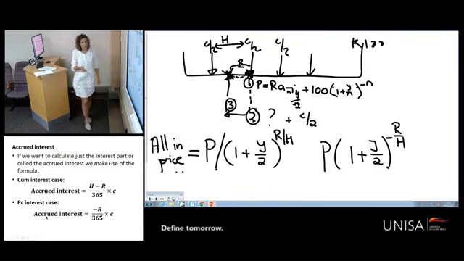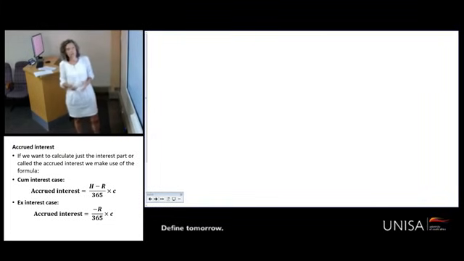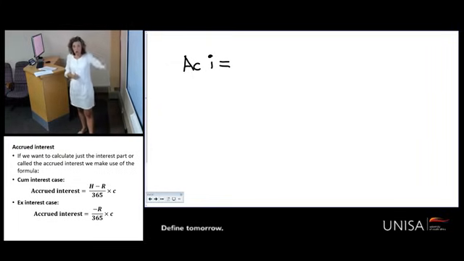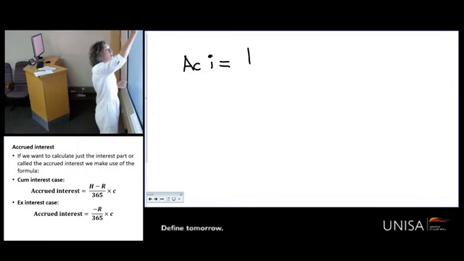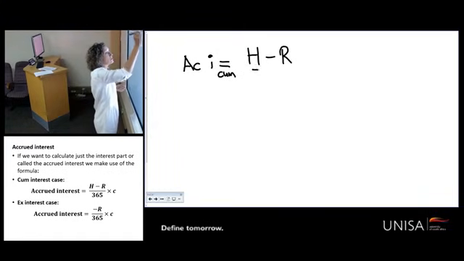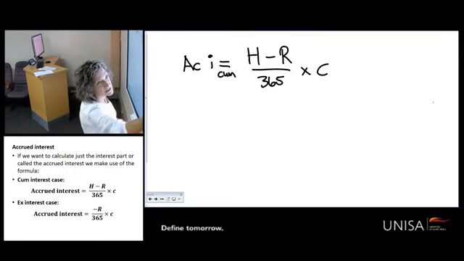Right, now as I said, this all-in price includes the interest plus the capital amount. What if I just want the interest as such? That we call then the accrued interest, right? Now, depending if you used a cum interest case or an X interest case, the formula looks a little bit different. With accrued interest in the cum case, meaning that extra coupon is added, it's H minus R divided by 365 times C.